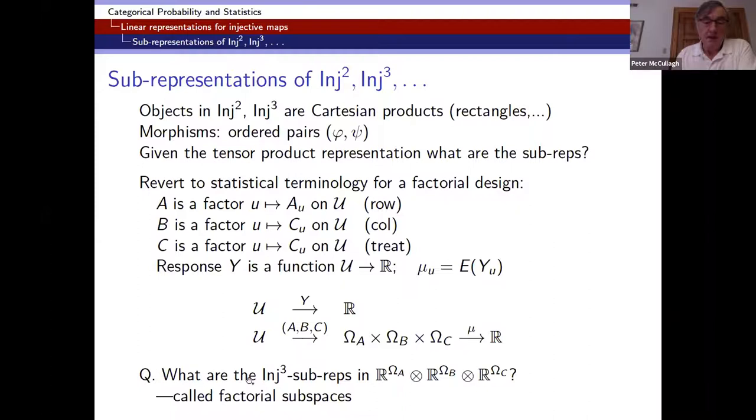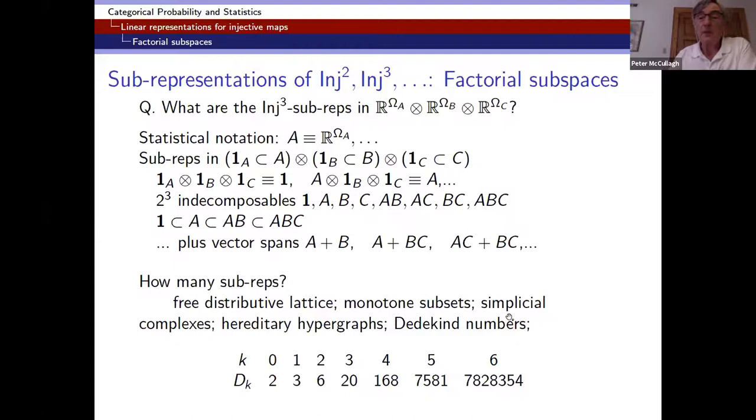And these are what are called in statistics the factorial subspaces. And I might as well tell you what they are and how that breaks down. It's not especially difficult.